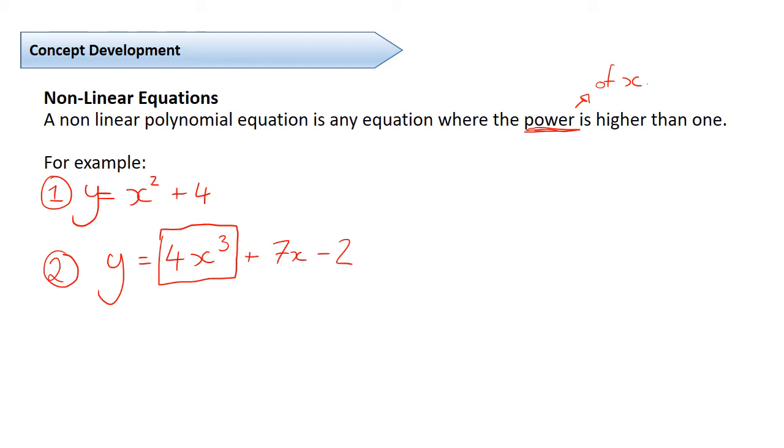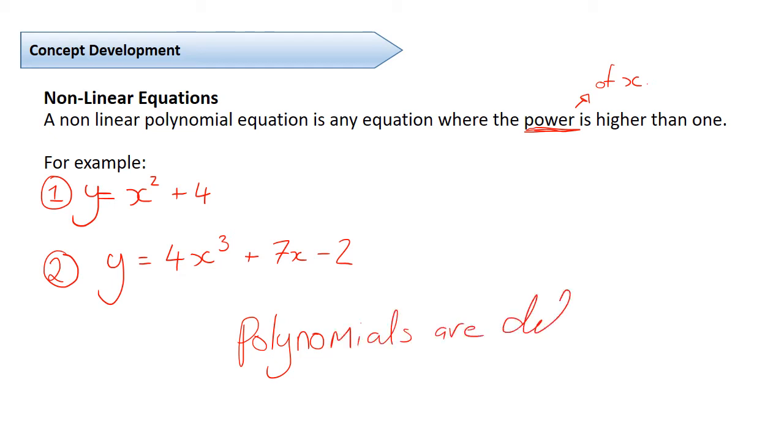Polynomials are defined by their highest order.